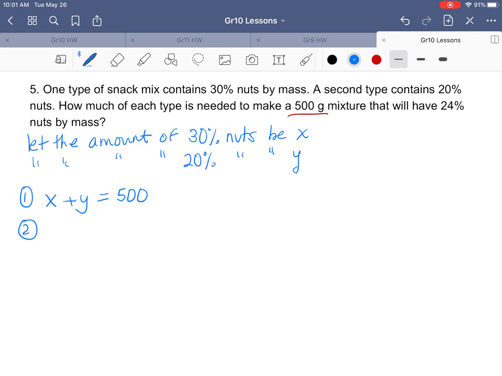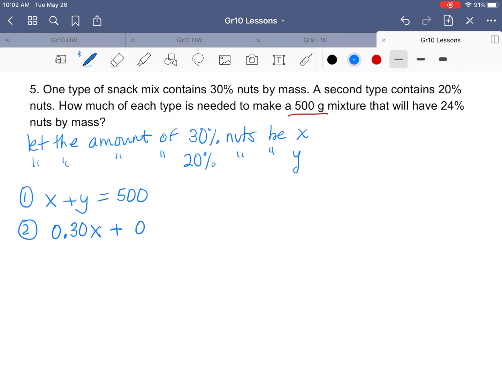Now, our second equation is going to take into account the percentages of nuts in each of these snack mixes. And there's different ways to represent this. I like to represent my percents as a decimal. You do not need to in this case, however. So our first amount that we want to represent is the amount that is represented by the snack mix with 30% nuts. So we are going to call this 0.30x, and that 0.30 is coming from 30% as a decimal.